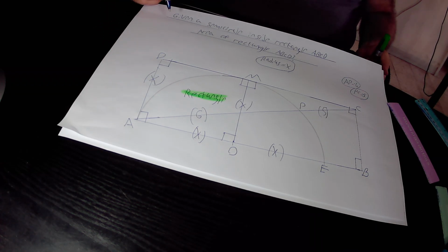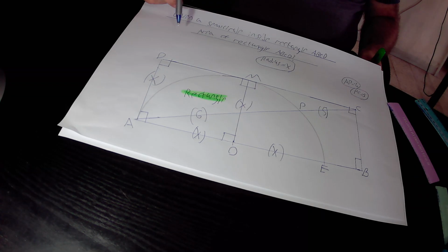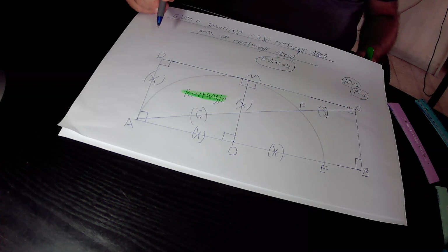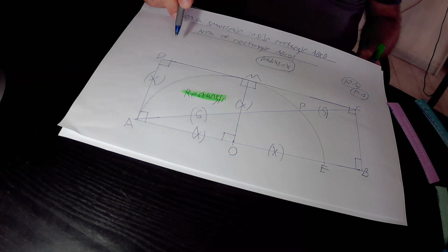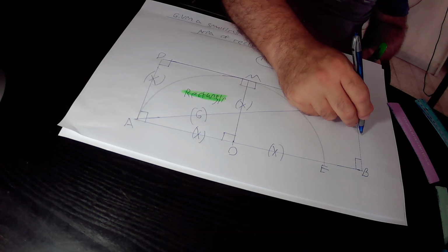The opposite sides in the big rectangle ABCD must also be equal to each other. So in rectangle ABCD, side DA must be equal to the opposite side CB, but DA is x, therefore the opposite side CB must also be equal to x.